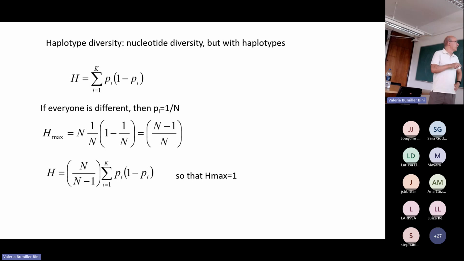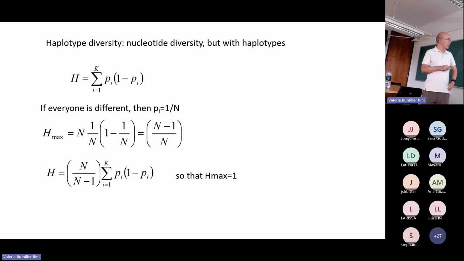So this N and this N sort of strike each other out, and we're left with this. If every haplotype is different, then expected haplotype diversity comes to N minus 1 over N.